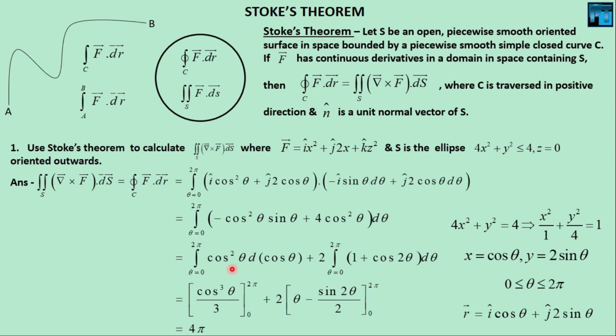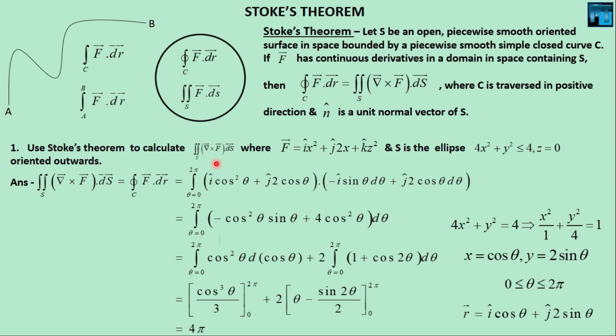This is cos cube theta by 3, actually the format of integration x square dx, and this is the simplest form. After doing some necessary calculations, thereby putting the upper and lower limits, we achieve the answer as 4 pi. See, 1, 2, 3, 4, 5. Only 5 lines are required to do this surface integral.